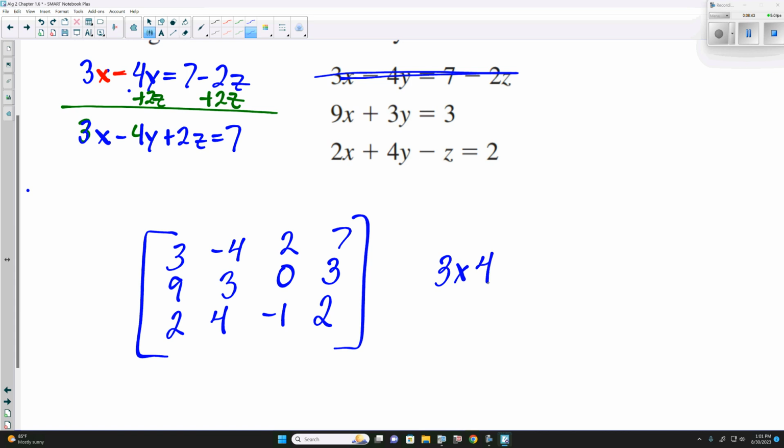And what are the dimensions of this one here? 3 by 4 because we have 3 columns, 4 rows. Now, adding a 0, we only have to add a 0 in for a variable if it shows up in at least one of the other 2 equations. So we only have to add a 0 if it shows up in one of the other 2 equations.